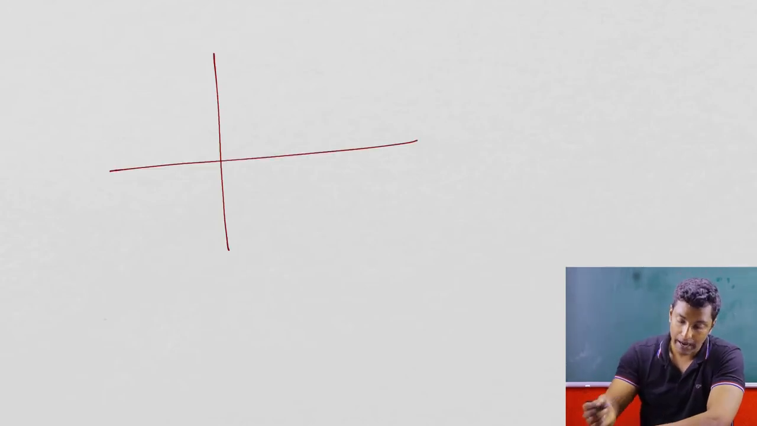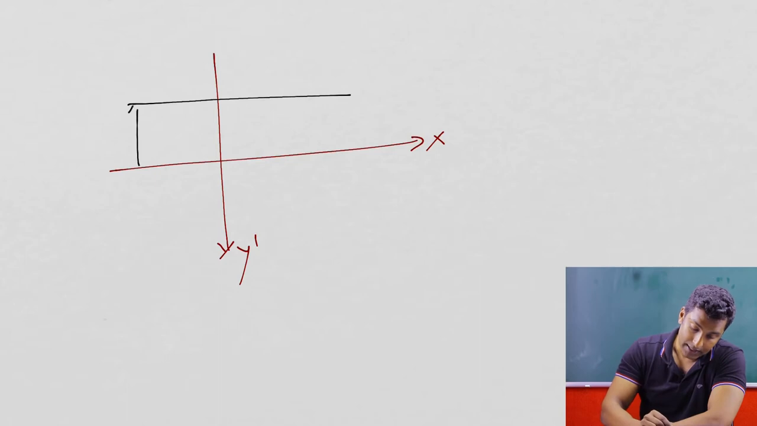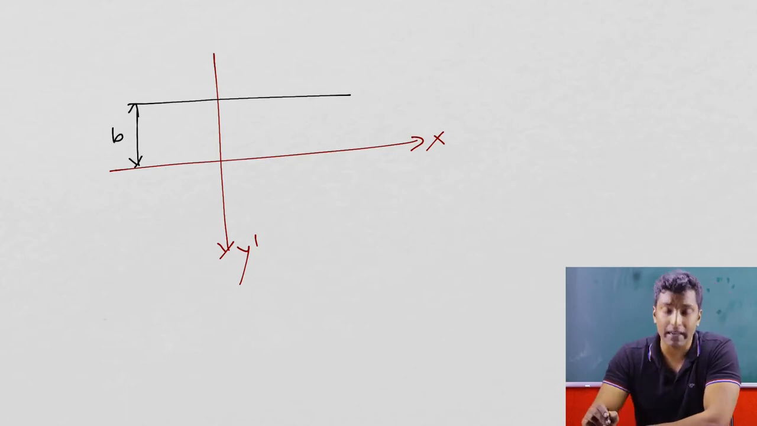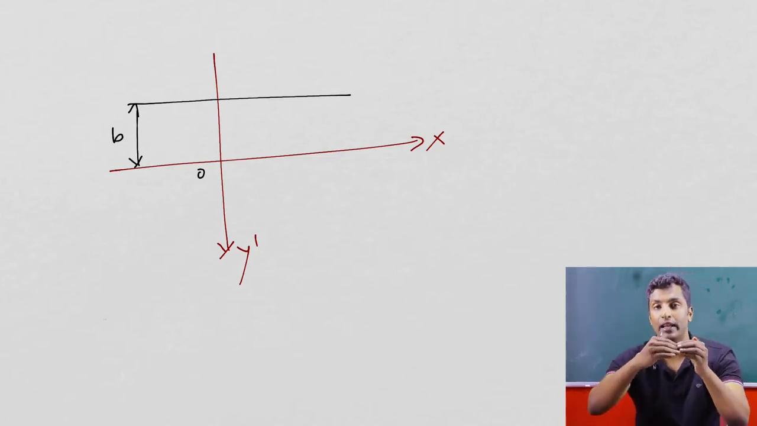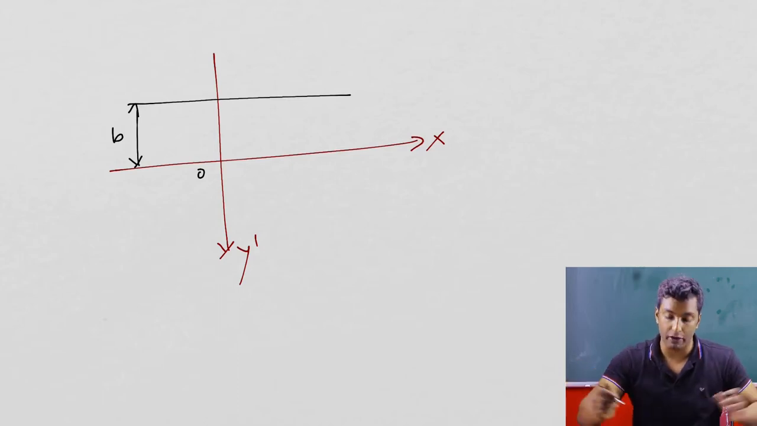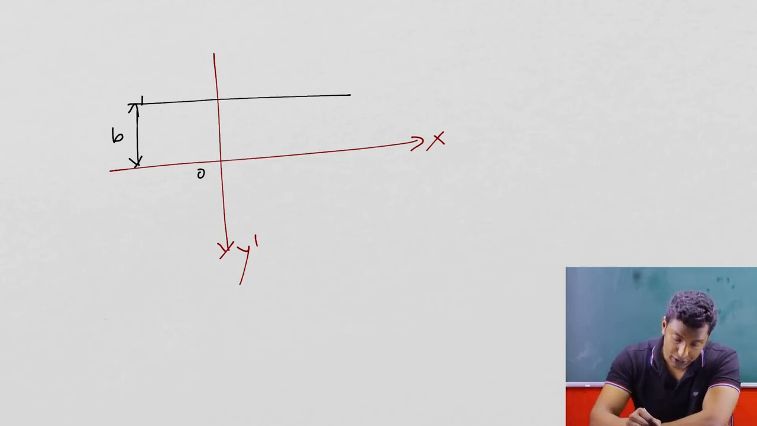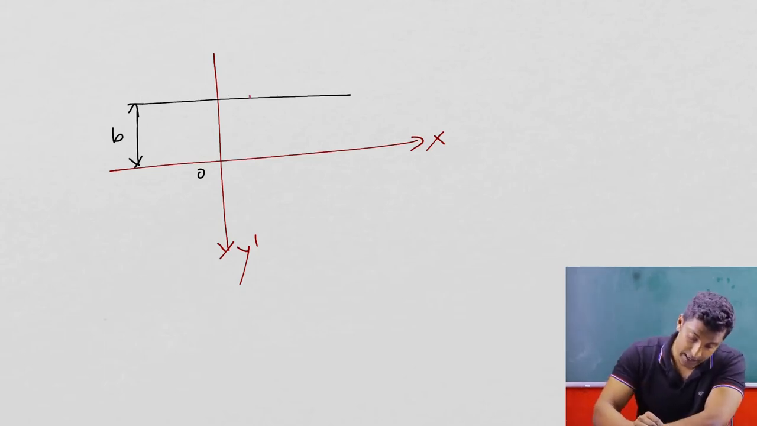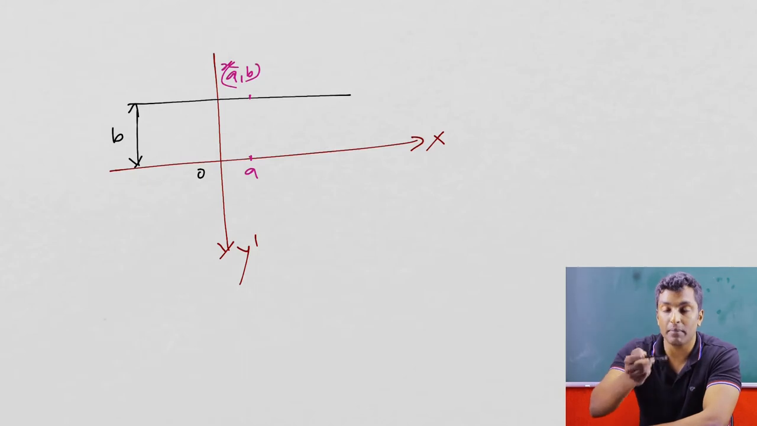Let me show you that. This is my x-axis and this is the y-axis. I am taking a line which is parallel to the x-axis. This distance is fixed, and let me mark it as B. This is the origin (0, 0). This line is made up of an infinite number of points. If you take a point here with x coordinate A, then this point is (A, B), or I can write it as (x1, B).